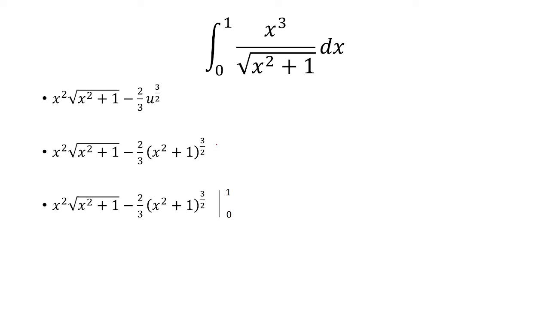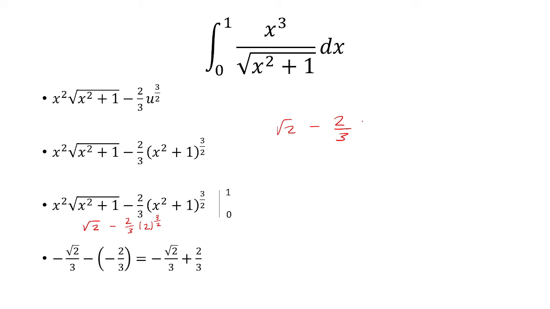So now we need to evaluate this at 1 and 0. So let's first plug in x equals 1. If I plug in 1, I have 1 times the square root of 2. So that's just square root of 2 minus 2/3, and then 1 squared is 1 plus 1 is 2. So this is 2 raised to the 3/2 power. So I'm going to put this on the side here. I can break up 2 to the 3/2 power as 2 times 2 to the 1/2 power. And so 2 times 2 is 4. This is 4/3. 2 to the 1/2 power is the square root of 2.